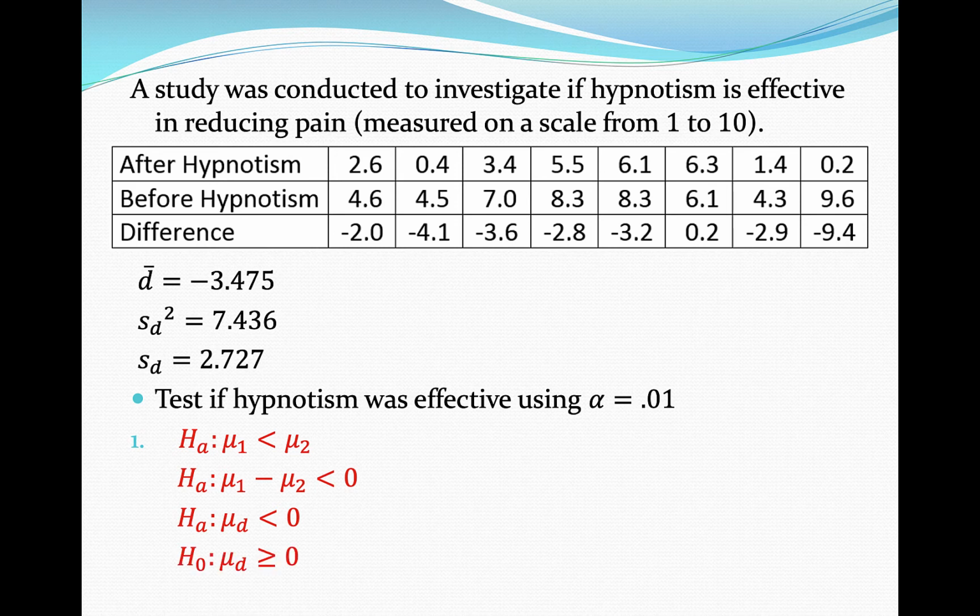H0, of course, is our contradicting statement. So if HA is mu sub d is less than 0, that means H0 must be mu sub d is greater than or equal to 0. So that's our first step. We now have HA and H0.